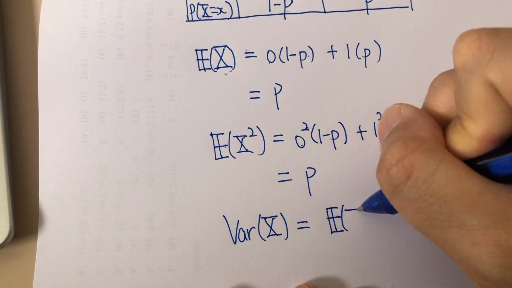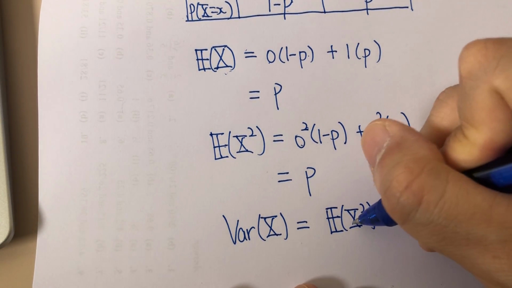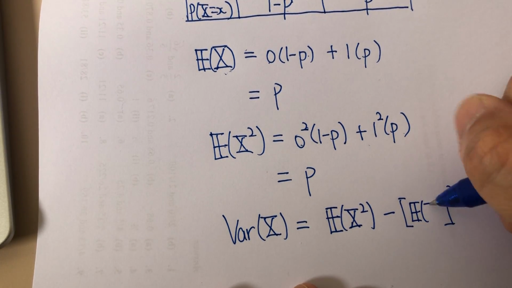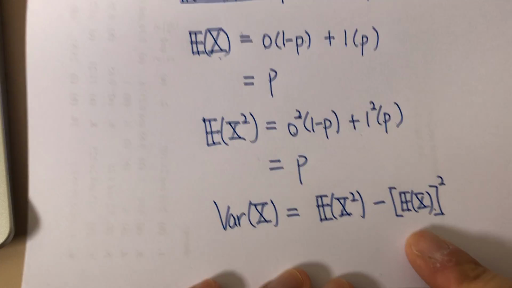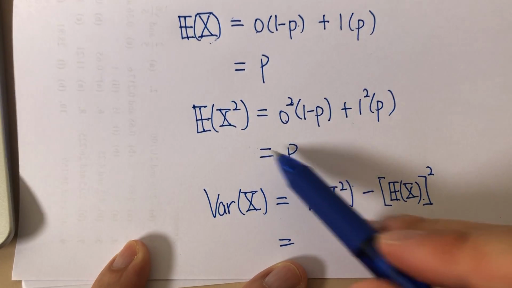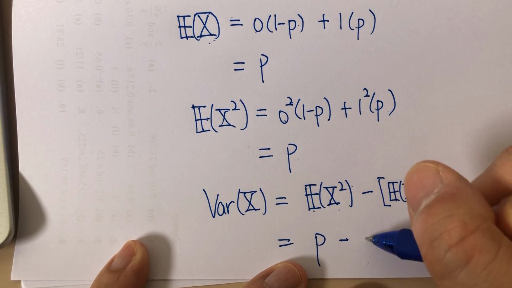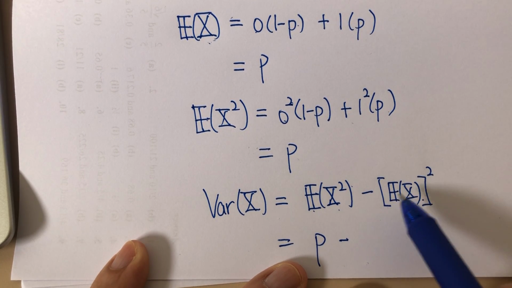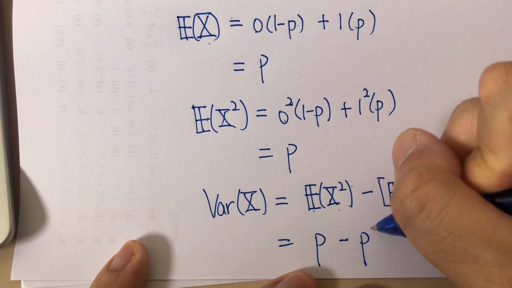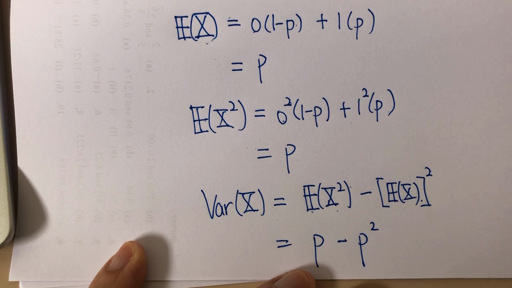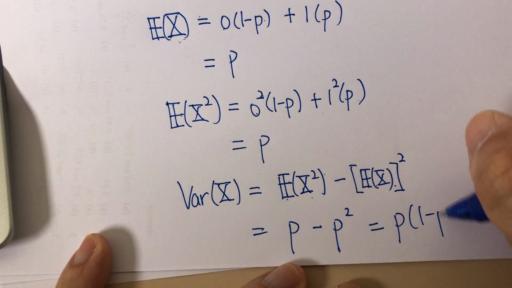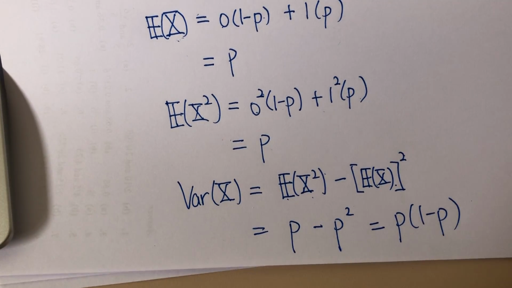Variance is the expected value of X squared minus the square of the expected value of X. Remember this formula? The expected value of X squared is p, and the expected value of X is p, so we subtract p squared. Therefore, we can factorize, take the p out, and we have p times 1 minus p.